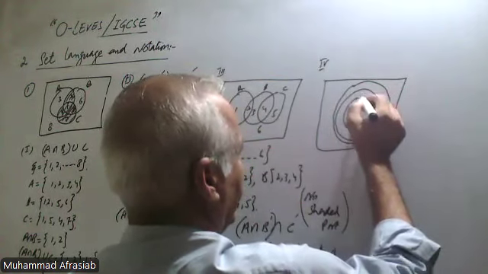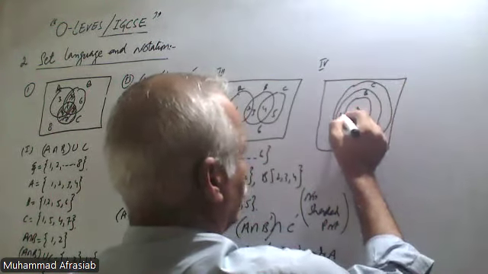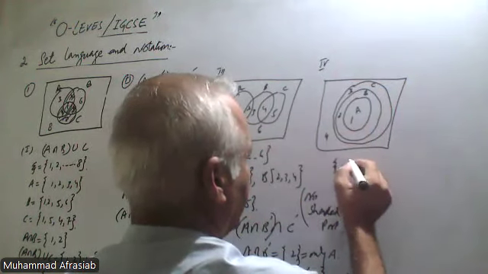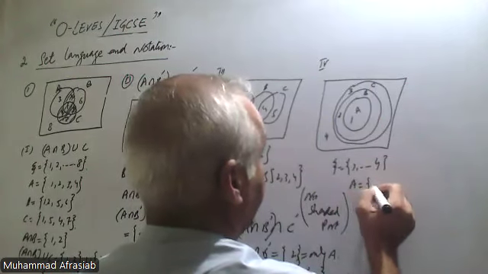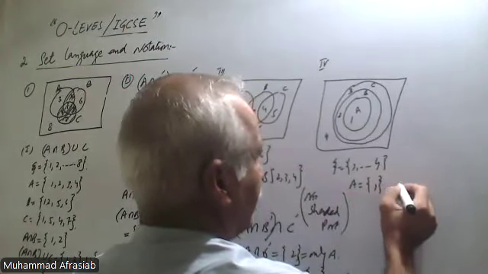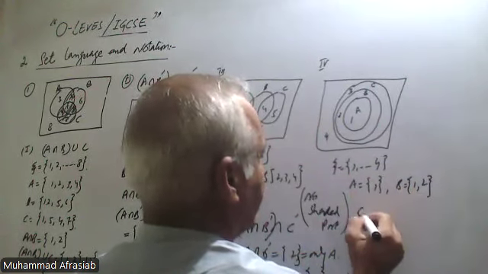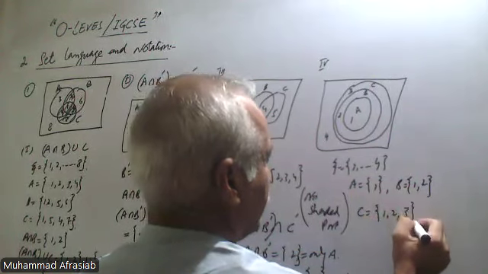It is A, it is B, it is C. So it is 1, 2, 3, and 4. So the universal set is 1 till 4. Set A there is 1. Set B there is 1 and 2. Set C there is 1, 2, and 3.